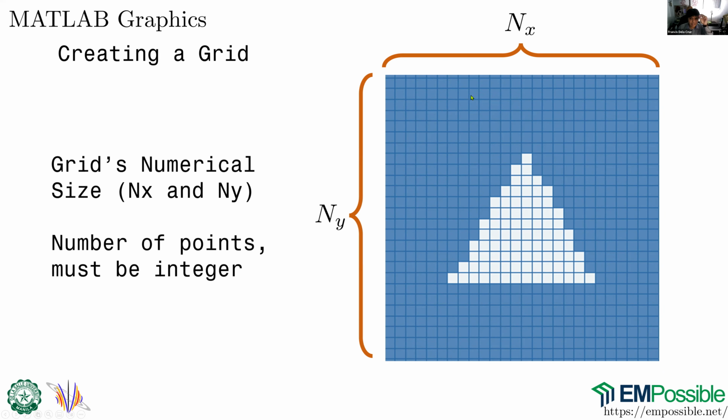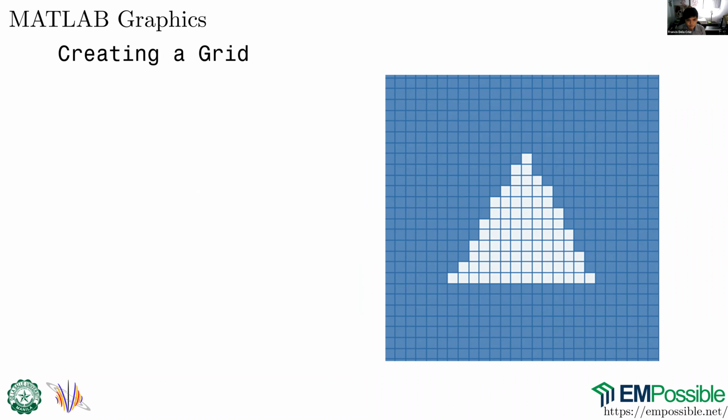For the numerical size, it's nx and ny. Take note that these values must be integers. You cannot have a 0.5 cell. You can only have a single, defined cell. It should be an integer. So 1, 2, 3, 4, 5, 6, 7. You cannot have 128.5 for nx. The number of points must be an integer.